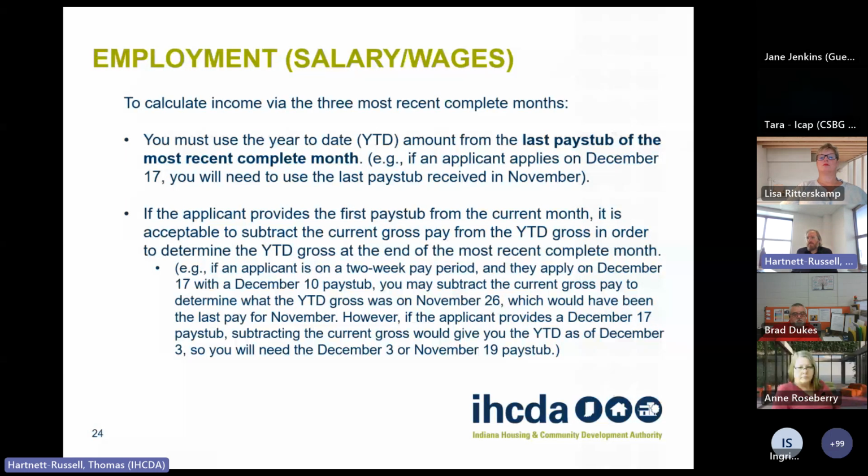However, if the applicant provides a December 17th pay stub, then you know that subtracting the current gross would give you the year-to-date as of the December 3rd pay stub. So if you're using the three complete months, you would need either the December 3rd or November 19th pay stub in order to determine that.